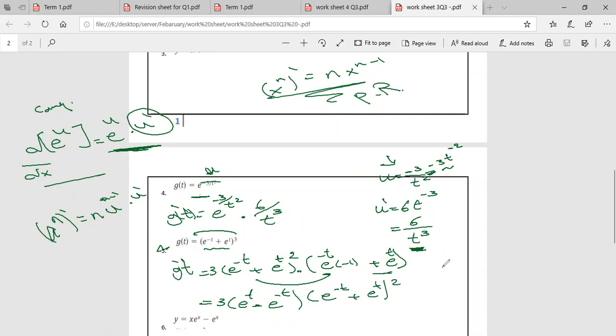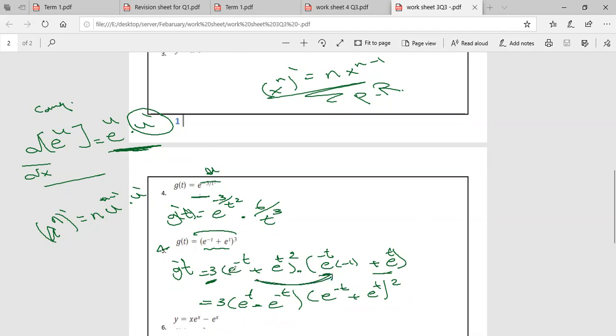Have you understood how I get it? If you have a question, ask me now, please. I just find the derivative of the bracket. How do we get the derivative of a bracket? The exponent of the bracket, multiply the bracket, decrease its exponent by 1. Then multiply by the derivative of what is inside the bracket.